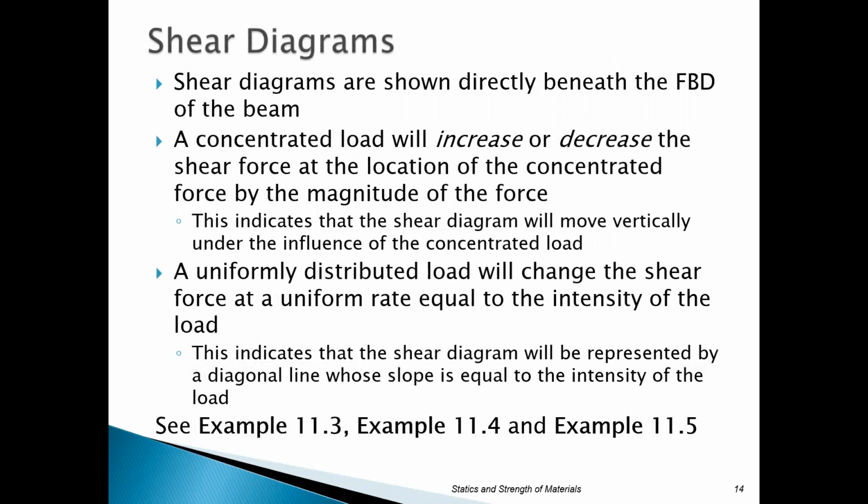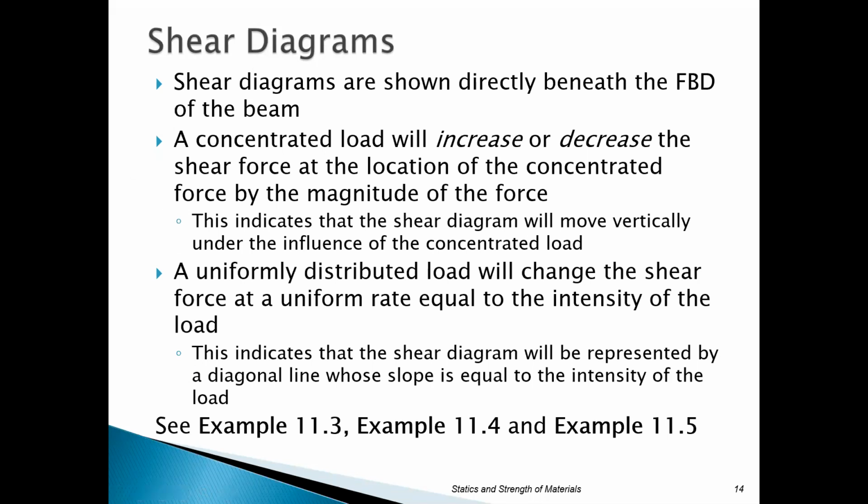So shear diagrams are shown directly beneath. Concentrated loads either increase or decrease the shear force at a particular location by the amount of force being applied, so your shear diagram moves vertically under the influence of those concentrated loads. Uniformly distributed loads change the shear force at a uniform rate, based on the intensity of the load. With that type of loading you get a sloped, diagonal line, equal to the intensity of the load, which is essentially the slope rate. So we take the slope rate times the horizontal distance to determine our intensity, if you will. Okay, so I'm going to generate a shear diagram first.